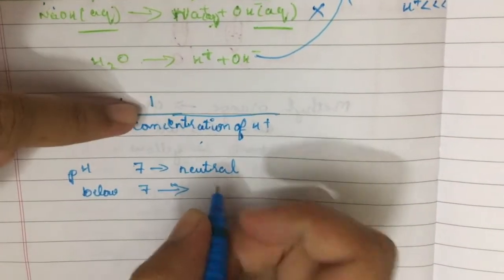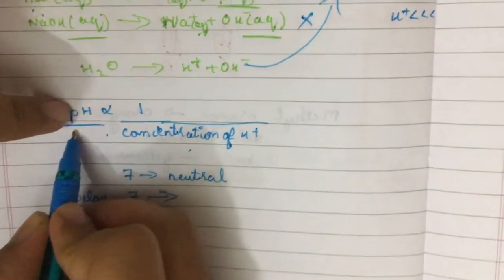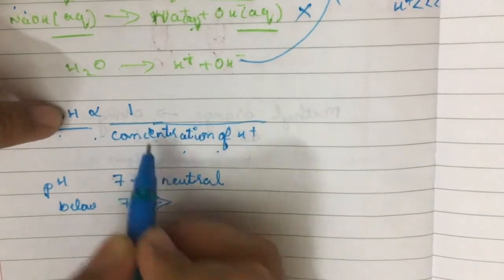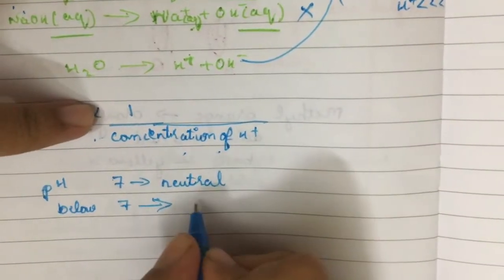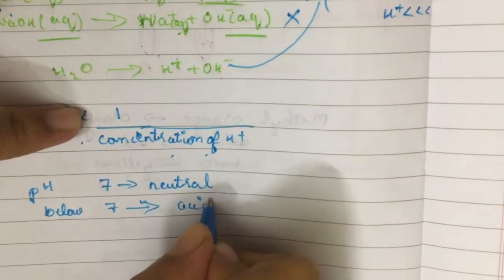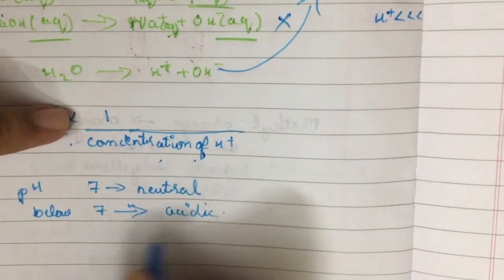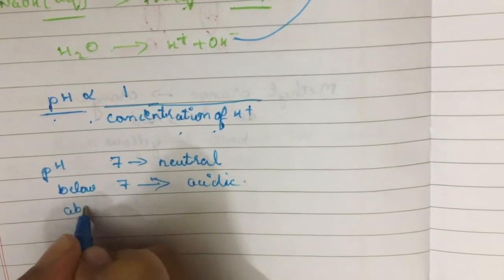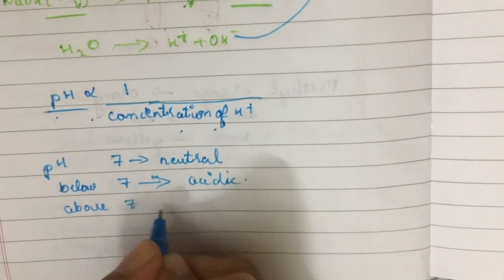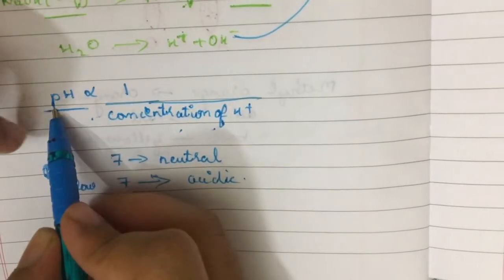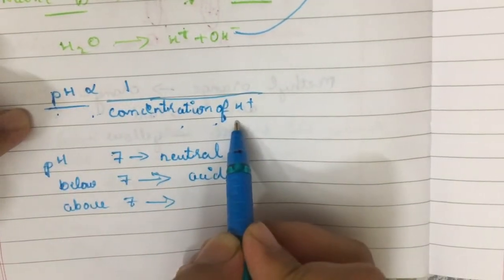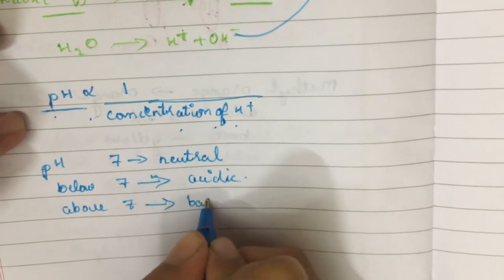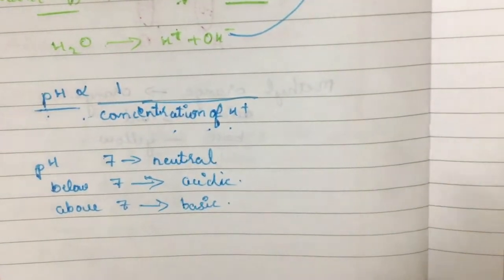And if the pH value is below 7, the pH value is less, so the concentration of H plus ions will be more, that is inversely proportional. Concentration of H plus ions will be more, so of course it will be an acidic solution. And if the pH value is more than 7, that is above 7, the number is more, so the concentration of H plus ions will be less, so they are basic solutions.